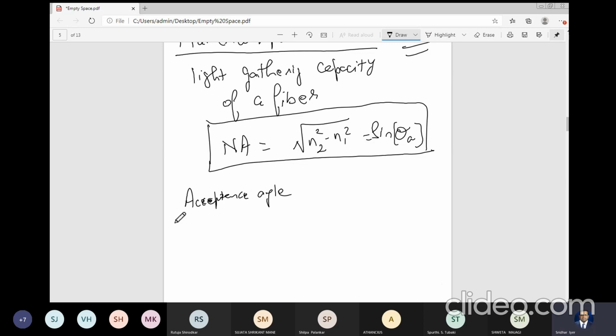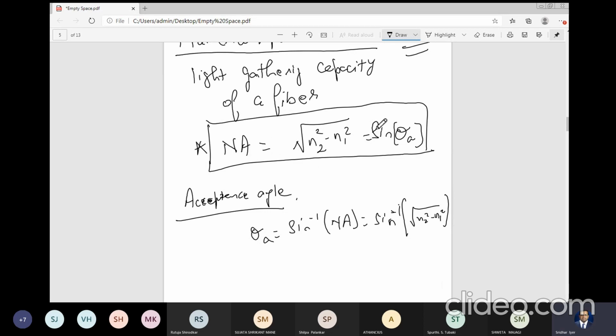And this acceptance angle can be found as this. Theta A is sine inverse NA, which is also sine inverse root of N2 square minus N1 square. And that you can see from this particular equation. All I have to do is just sine inverse. So sine inverse NA or sine inverse root of N2 square minus N1 square. So this is the acceptance angle. So there will be numericals based on that.